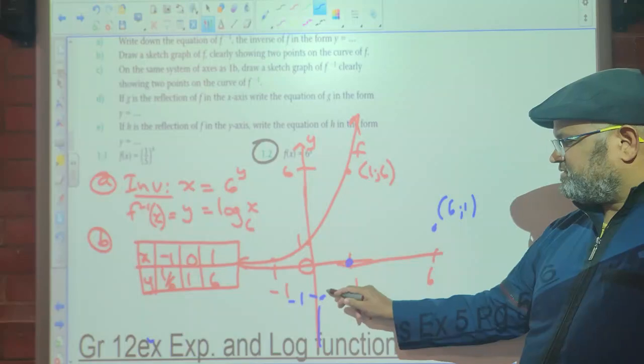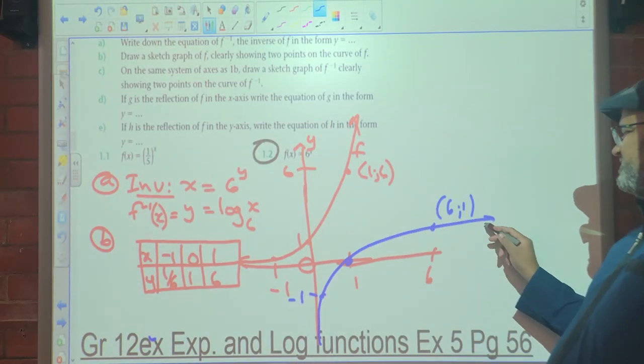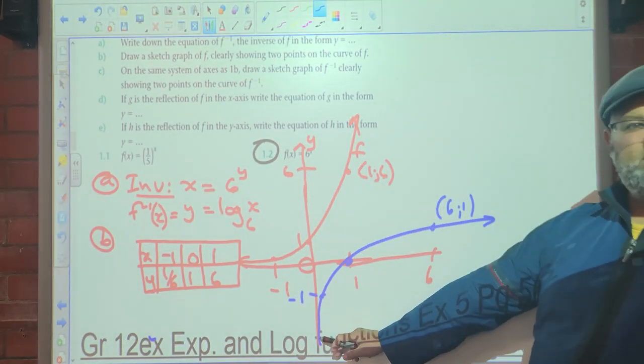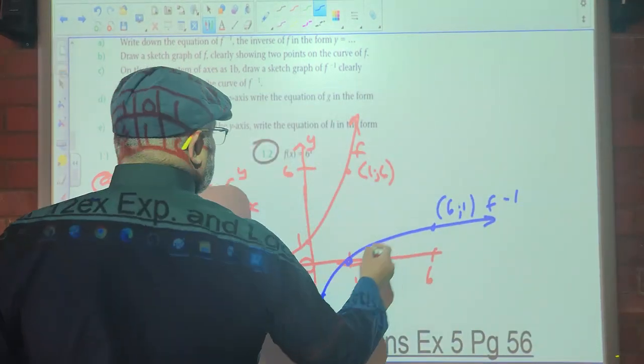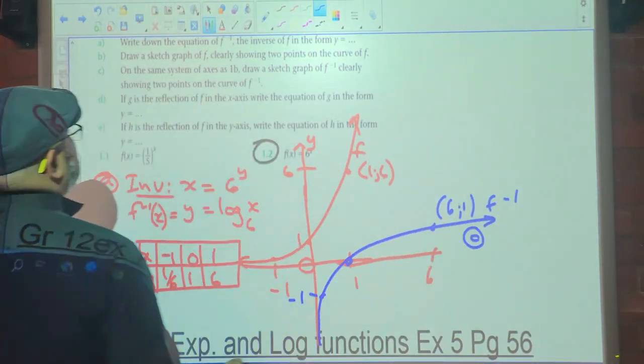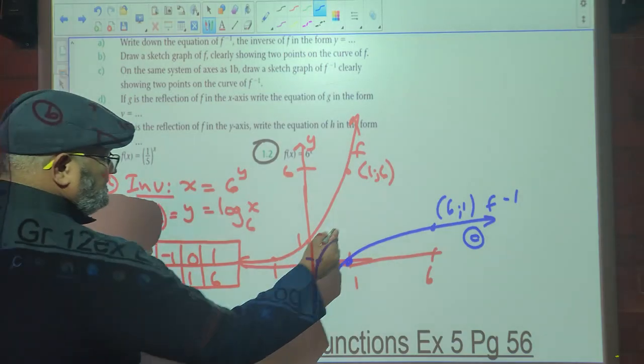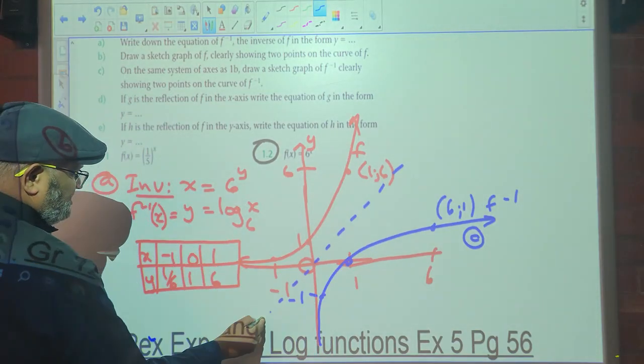The graph comes close, but does not touch the y-axis. And this is the inverse function. This graph is reflected in the line y is equal to x. This is the answer to C.